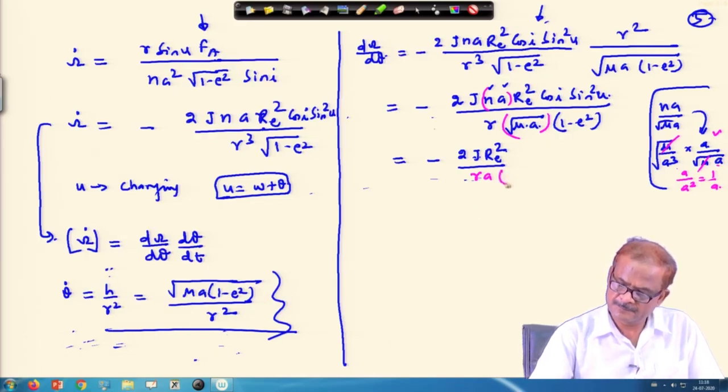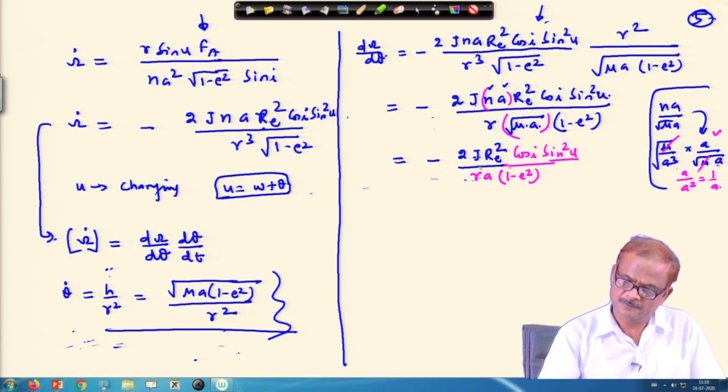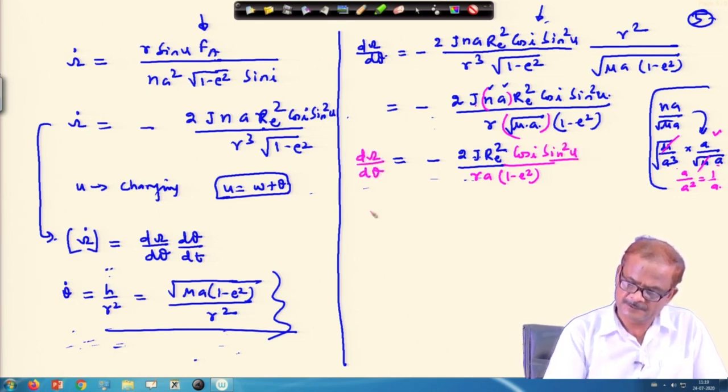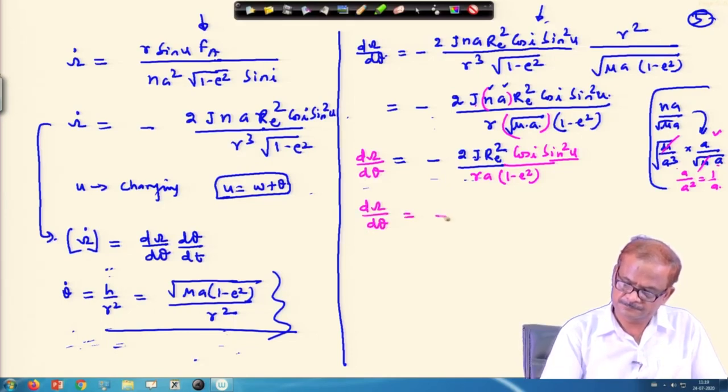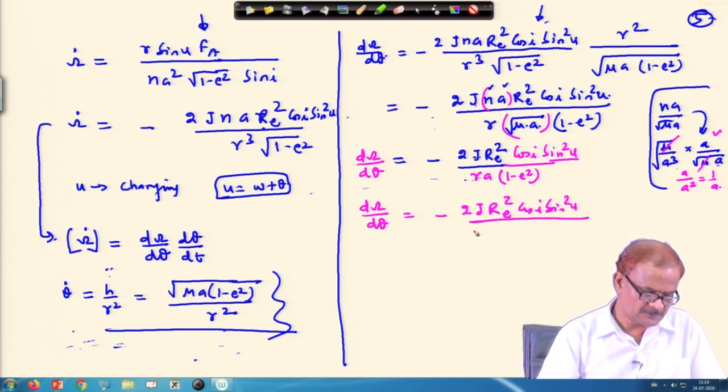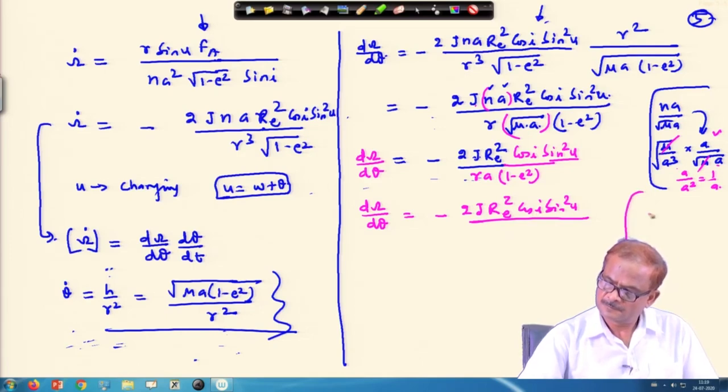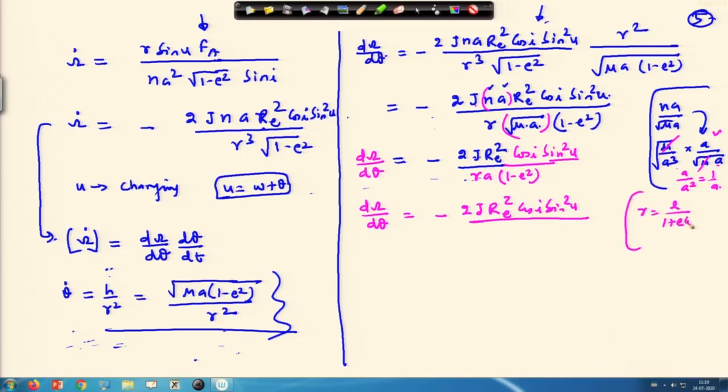And this is multiplied by 1 minus e square. In the denominator, we have written 2 J2 R e square already, and this is cos I sin square u. So this is d capital omega by d theta. R we can replace in terms of r equal to L by 1 plus e cos theta, which can be written as a times 1 minus e square. So if we replace, this becomes a square times 1 minus e square whole square, and this part will go in the numerator, e cos theta.